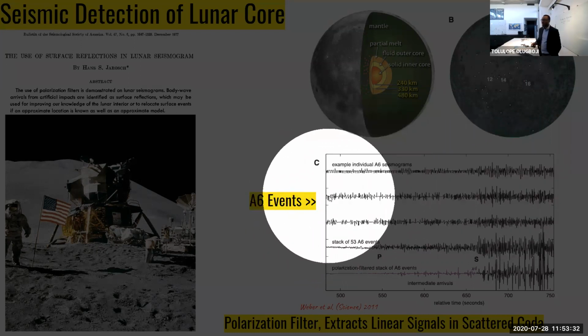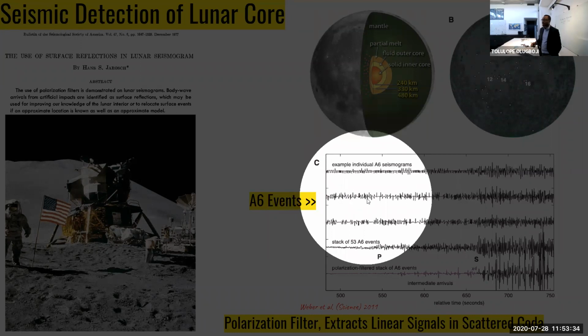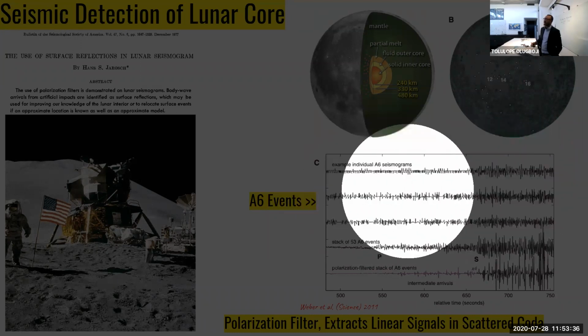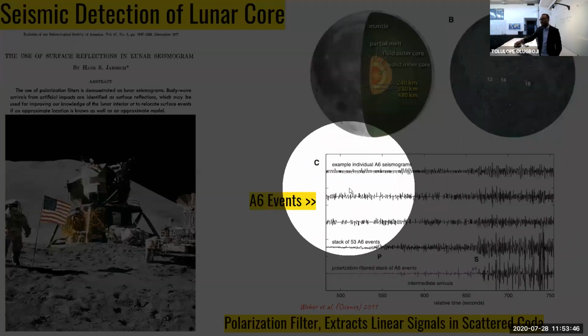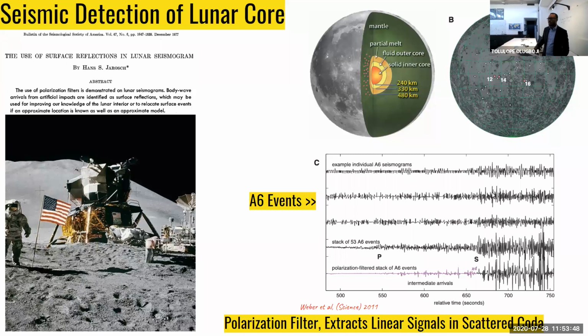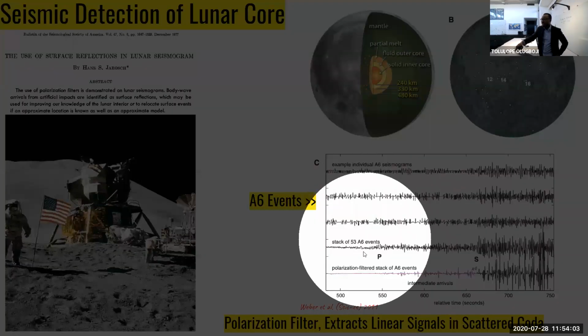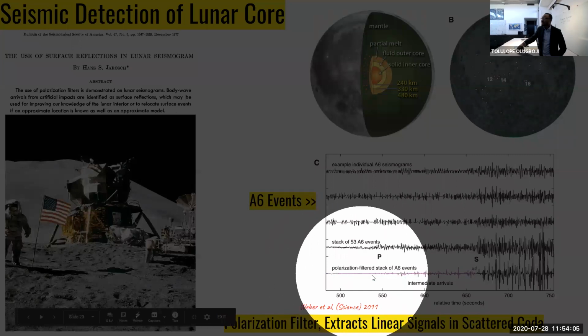These are other examples from that A6 location. A lot of scattering. The moon has high Q, scatters waves a lot. If you stack 53 A6 events, they might look like that. But then if you incorporate into your processing the idea that P and S wave phases should be linearly polarized, and you incorporate a polarization filter into your stacking, you improve the stack of these 53 A6 events, and you get a stack that looks like that.